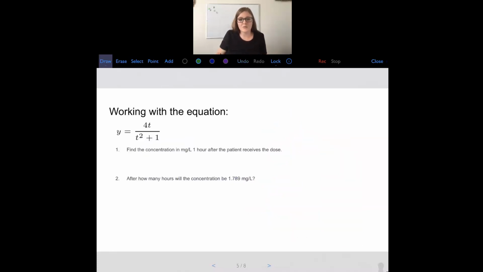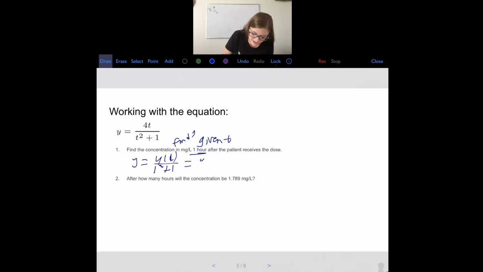Okay, so let's talk about working with the equations. So we have y equals 4t divided by t squared plus 1. The first part: find the concentration in milligrams per liter 1 hour after the patient receives the dose. We're given time, and we're being asked to find y. So we plug 1 in for t, and simplify. After 1 hour, the concentration in the blood would be 2 milligrams per liter.